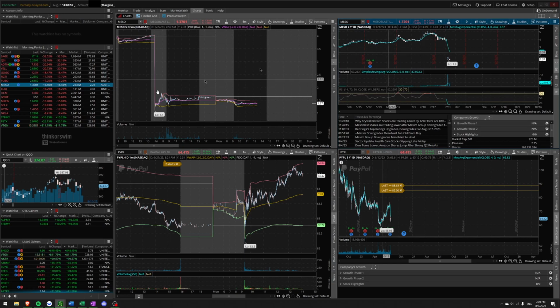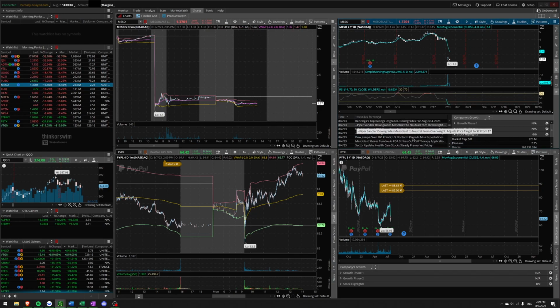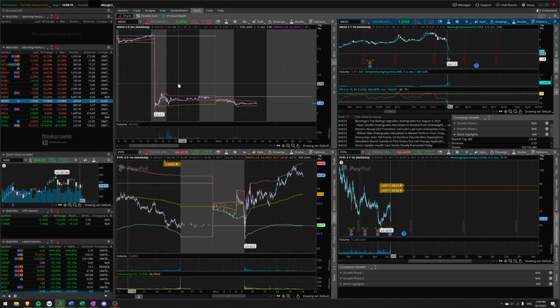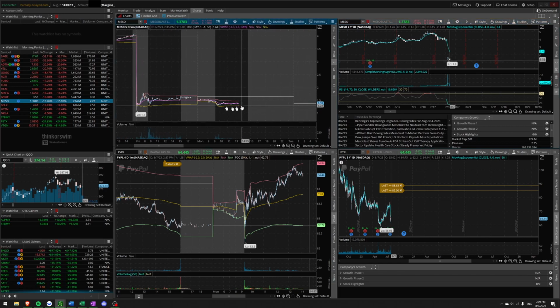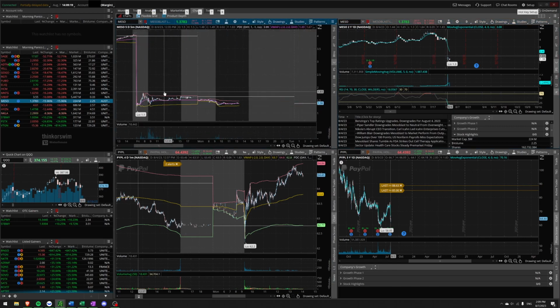Meso, okay. Meso's messing with me, because I don't know whether it's a stock split or not. 3, 4. Nah, it's a gabagool. No, it's not a gabagool. It's a sell-off. It's not a split.